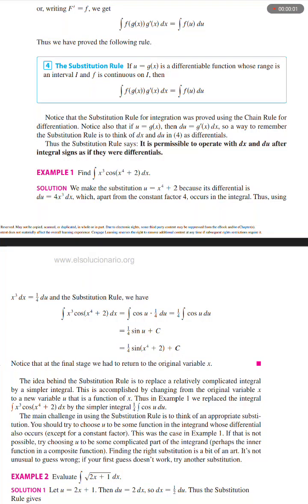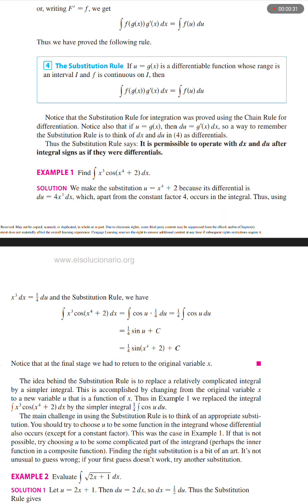Equation 4, the substitution rule. If u equals g of x is differentiable, whose range is an interval big I, and f is continuous on big I, then the integral of f of g of x times g prime of x dx equals the integral of f of u du.